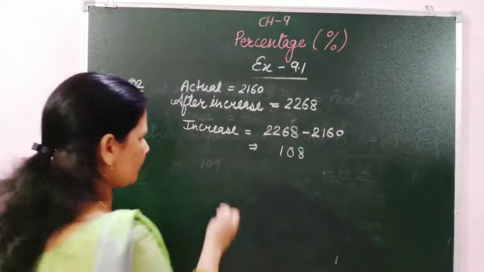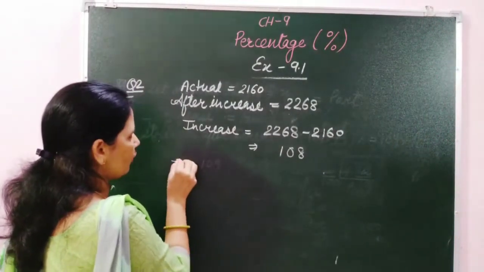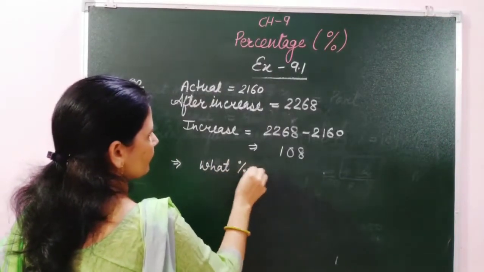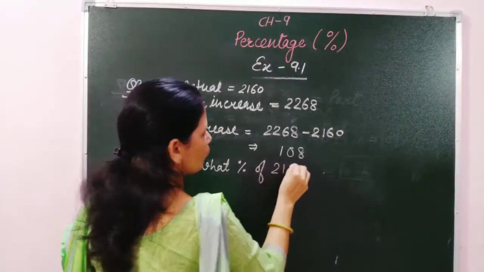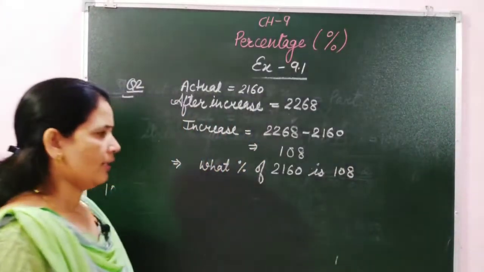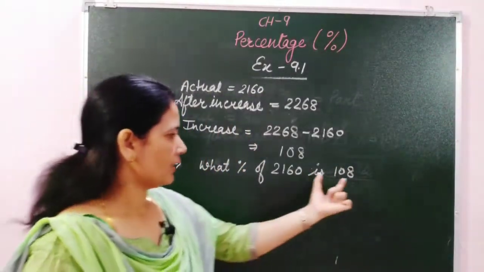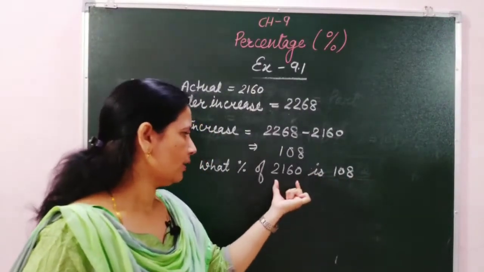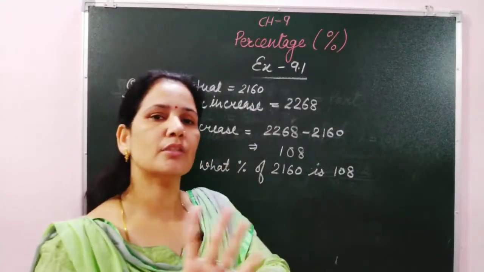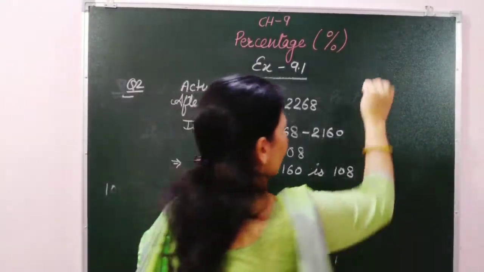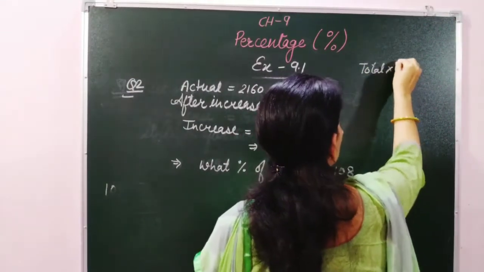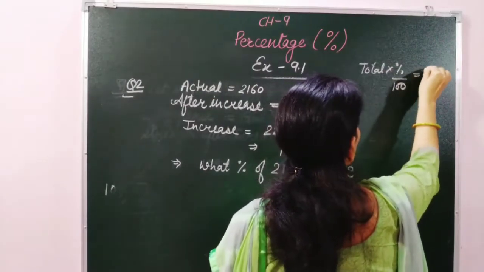So how to frame this question? We write: what percent of 2160 is 108? Have you observed what they have given? They have given us part and total, but we have to find out the percentage. So from the one formula, I am going to discuss the more formulas that can be formed. Our main formula is total multiplied by percentage divided by 100 equals the part.